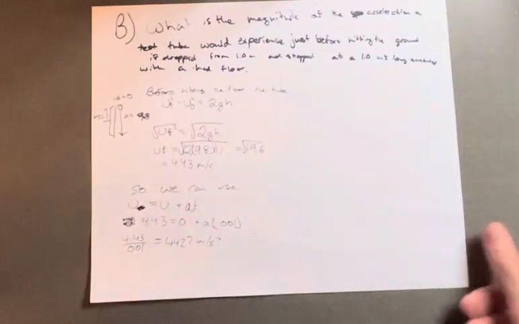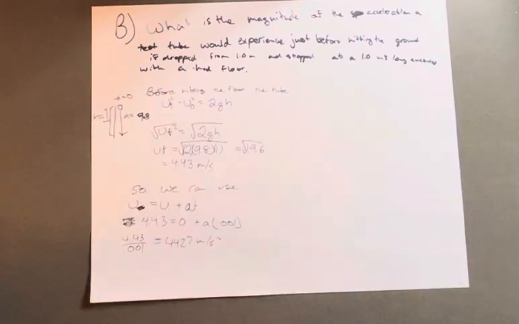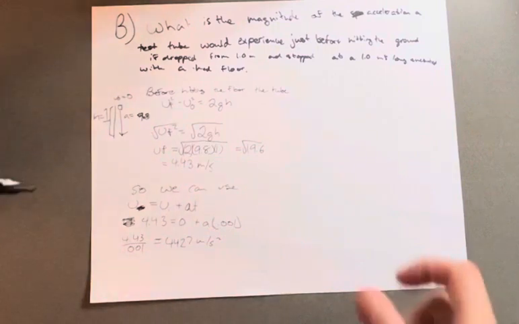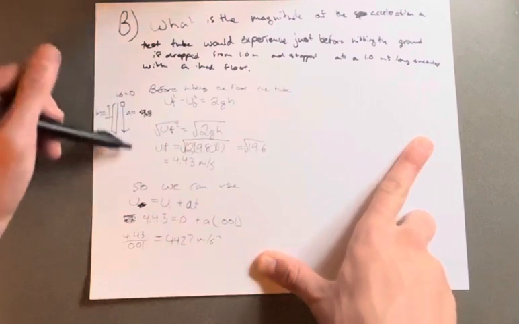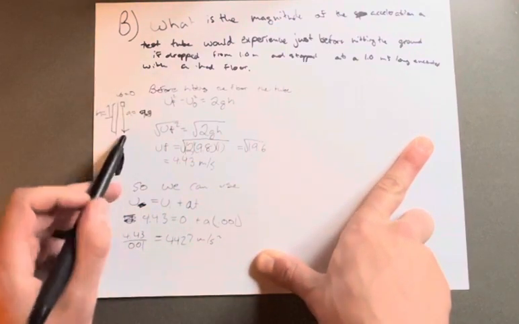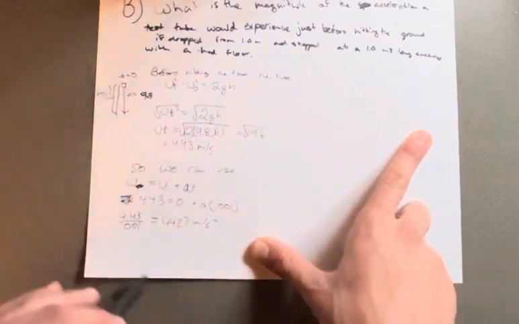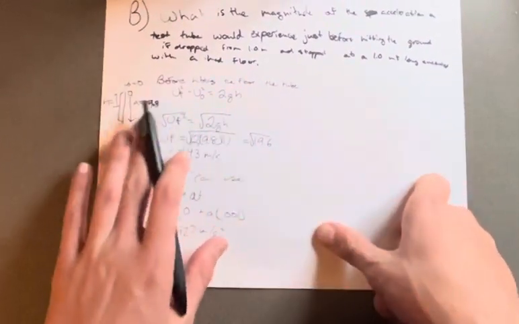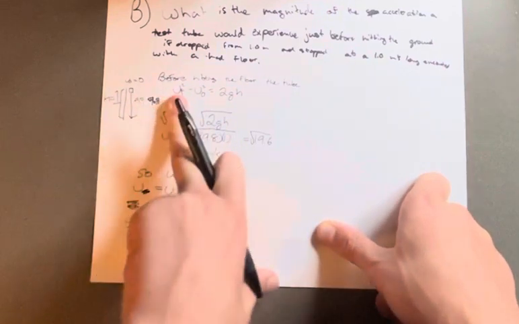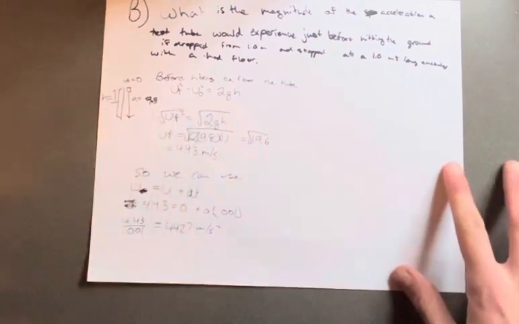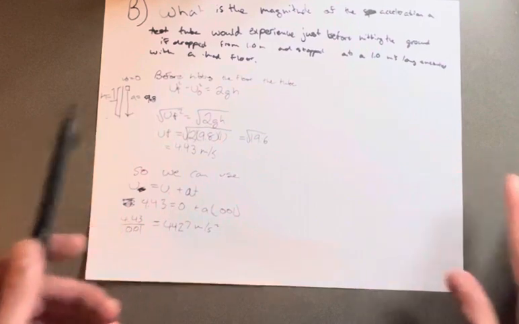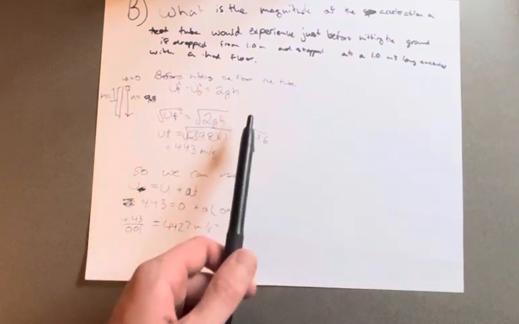B: What is the magnitude of the acceleration a test tube would experience just before hitting the ground if dropped from 1 meter and stopped in a 1 millisecond long encounter with the floor? So we have our height, 1 meter, and we know our acceleration is going to be 9.8, but we want to find the magnitude. We first want to find our final velocity, the velocity right before it hits the ground. We're going to use our kinematic equation using height.